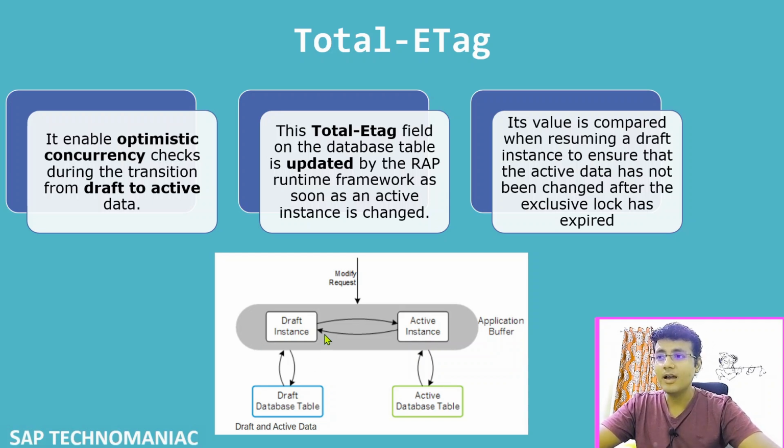But what happened is, I made some changes but didn't save in the active instance; it was automatically saved in the draft database table because I am working with drafts. I stopped working. As soon as I stop working, after some time that exclusive lock will be removed from the active instance and converted into a durable lock. In that period, some other person or some other program changed this particular active instance 444 which I am working on.